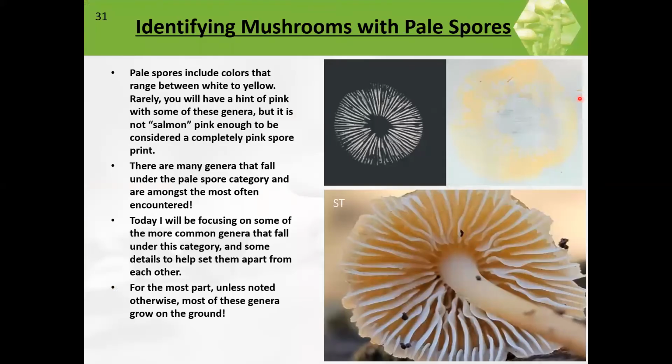So, identifying mushrooms with pale spores. Pale spores include colors that range between white to yellow. Rarely you'll have a hint of pink, as I just mentioned. It's not salmon pink. There are many different genera that fall under this category, and they're probably some of the most often encountered. So expect to see a lot of white-spored mushrooms whenever you're out there. Today I'll be focusing on some of the most common genera that we encounter when going out into the woods. And for the most part, unless I know otherwise, most of these are found growing on the ground, okay?